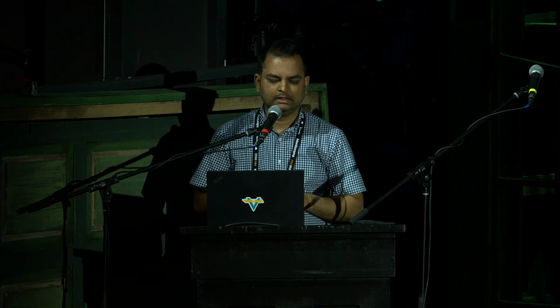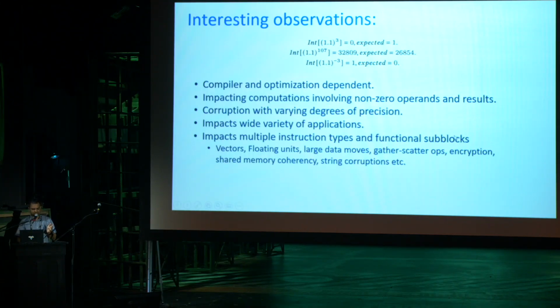As I mentioned, this also impacts computations involving non-zero operands and results, and it affects varying degrees of precision. We have seen it in the 4th decimal point, or sometimes the direct number itself is incorrect. This is something we are seriously worried about because it affects multiple instruction types and numerous types of workloads. We have seen vector instruction types affected, floating points affected, large data moves affected. If you're just copying files, you think, I'm not doing any computations here, but the copy libraries still use advanced vectors behind the compilation. So you end up copying files and the data doesn't match from the source to destination.